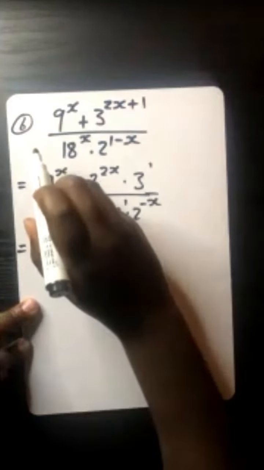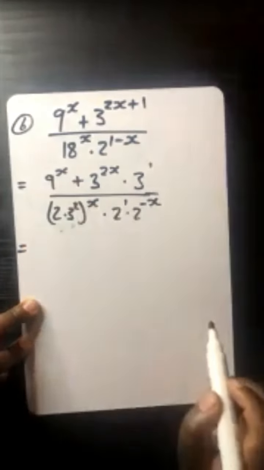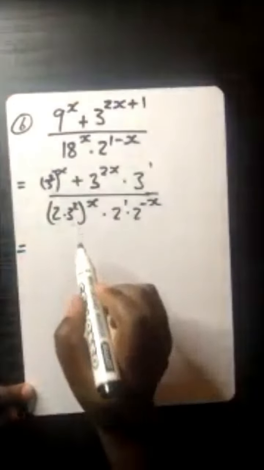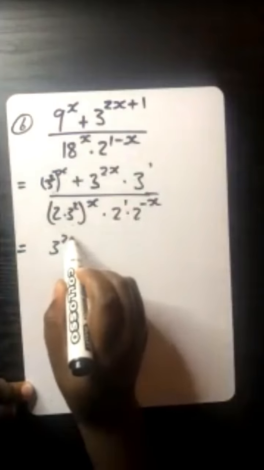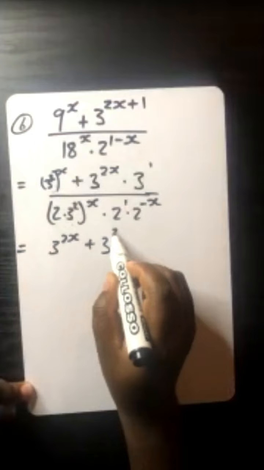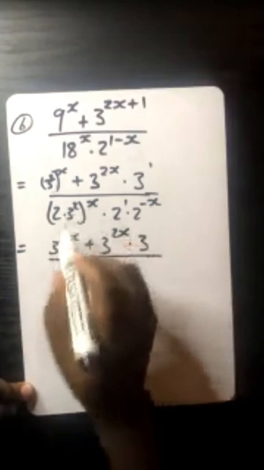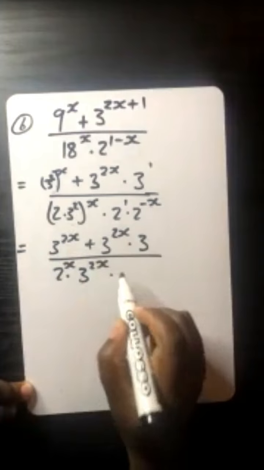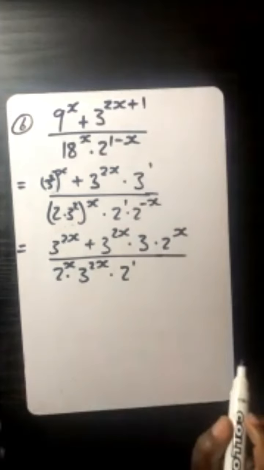Then we've got 9, which is the same as 3 squared. And then again, that 9 over there is the same as 3 squared. Remember, guys, I'm just trying to take shortcuts so that we try to trace where we could have made a mistake. In case you don't understand when I do these shortcuts, you can just let me know. So at the top, it means we've got 3 to the exponent 2x, plus 3 to the exponent 2x multiplied by 3, the whole of that, divided by 2 to the exponent x multiplied by 3 to the exponent 2x multiplied by 2 to the exponent invisible 1, and that one we can write at the top as a positive exponent.